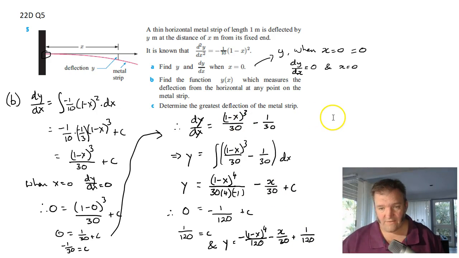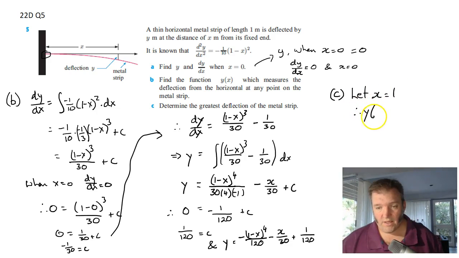Part C, determine the greatest deflection of the metal strip. Let's go over here and do part C. Well, the greatest deflection is going to be at the end point, isn't it? So let x equal 1. Therefore, y at 1 equals, and we just go ahead and calculate that. Well, this first bit's going to be 0, negative 1 over 30 plus 1 over 120. So that's negative 4 over 120 plus 1 over 120, negative 3 over 120, negative 1 over 40.